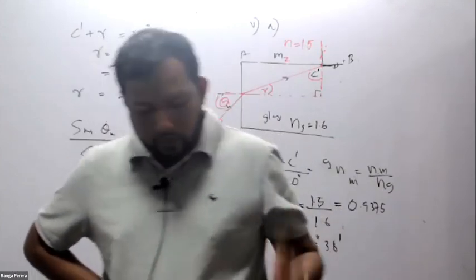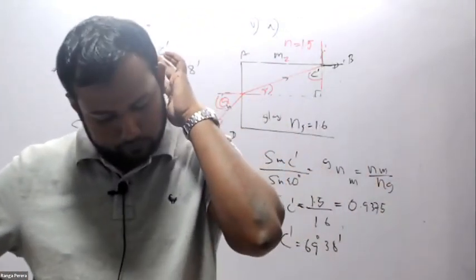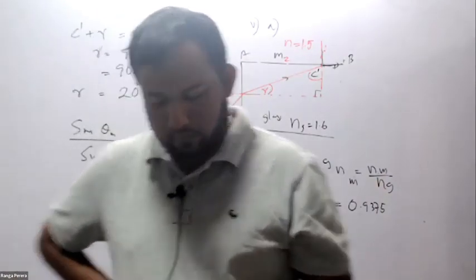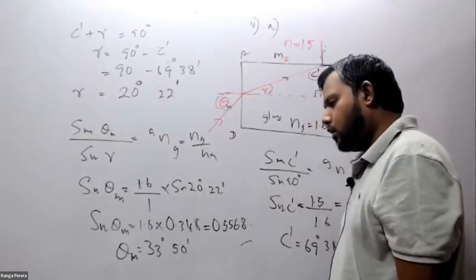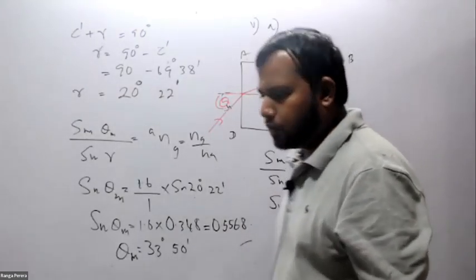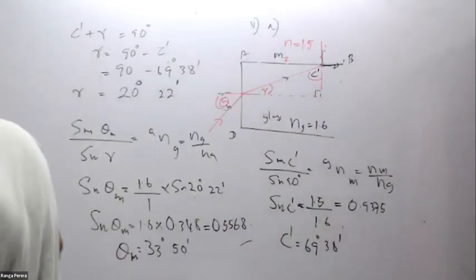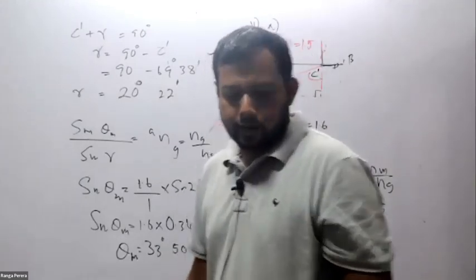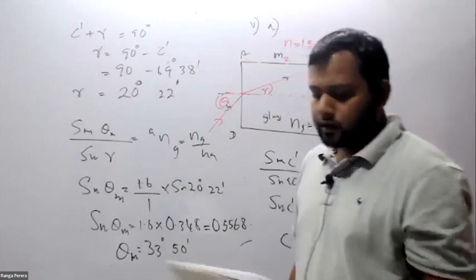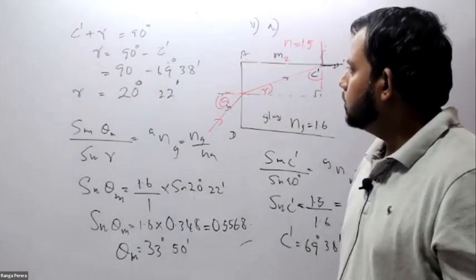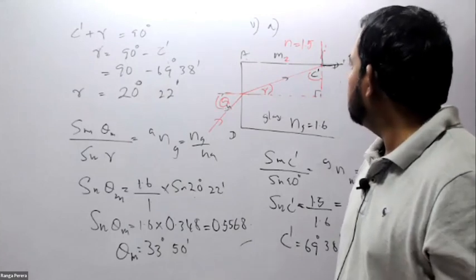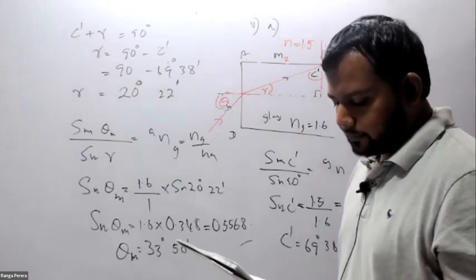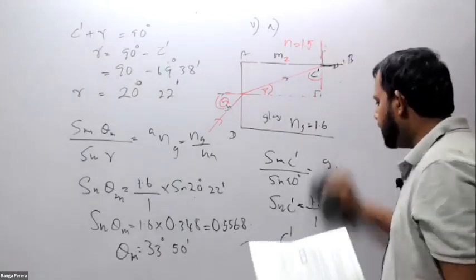Less than the critical angle. Therefore, that particular ray is refracted at the AB surface, the AB interface.